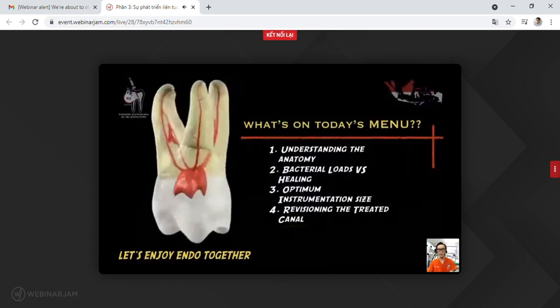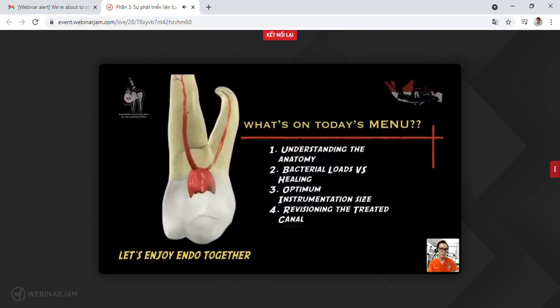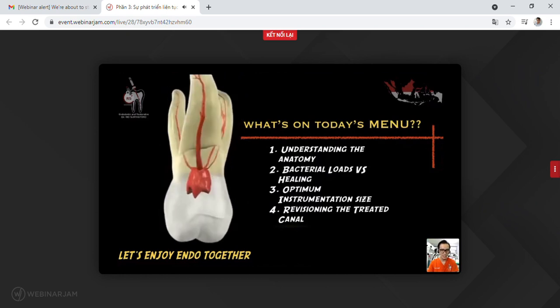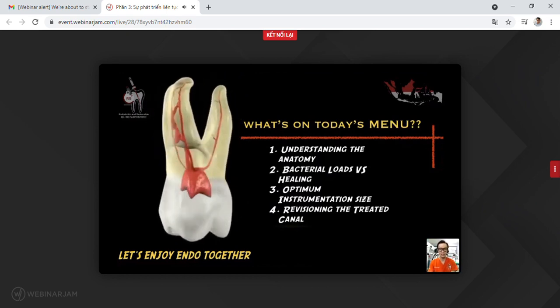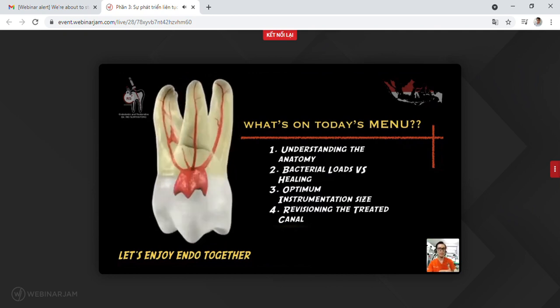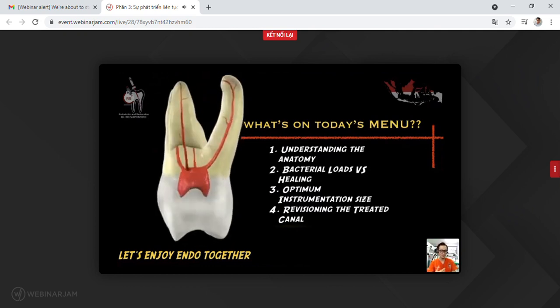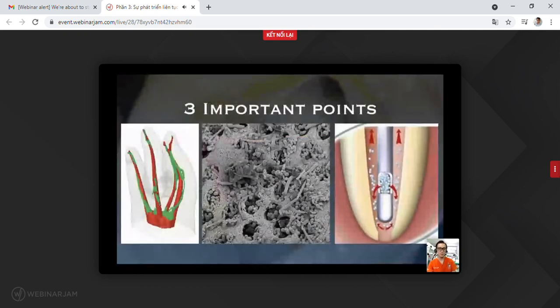And what's on today's menu? We are going to learn about anatomy, bacterial load versus healing, optimum instrumentation size, and also revisiting the 3D canal, because we are not only treating primary cases, we are also going to learn how to remove the gutta percha from the root canal. There are three important points you have to know. First is root canal anatomy. You have to know the spaces. You have to understand what is inside the tooth and what is causing the disease, the bacteria, and how to remove the disease so that we can achieve proper healing for our patient.